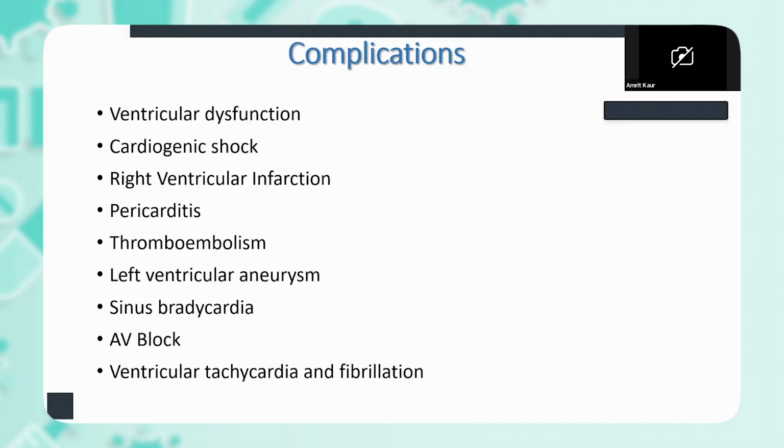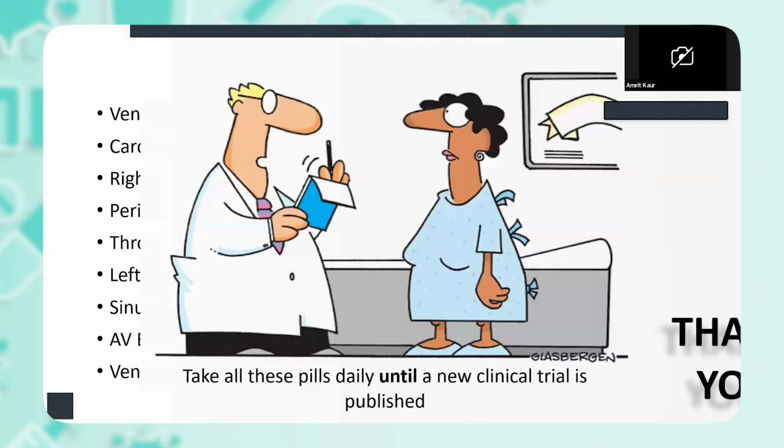Now, this is a slide mentioning the complications of MI, the most common being ventricular fibrillation. Apart from that, low ventricular function, cardiogenic shock, right ventricular infarction, pericarditis. Pericarditis keeps causing pain, so it's an important complication. Thromboembolism, left ventricular aneurysm, sinus bradycardia, your various blocks, your various arrhythmias can happen from MI.